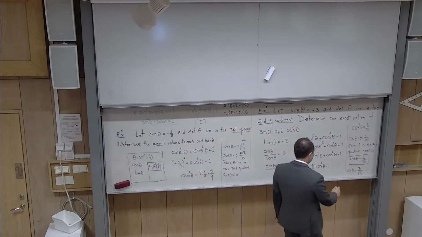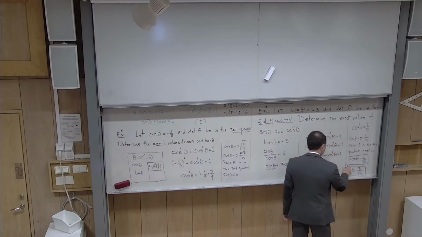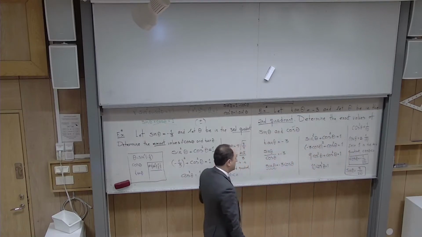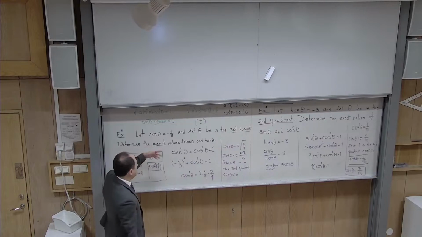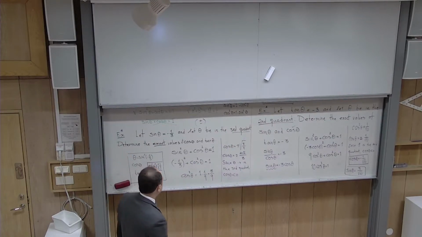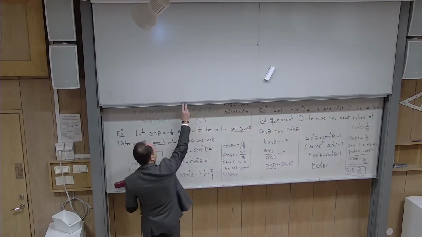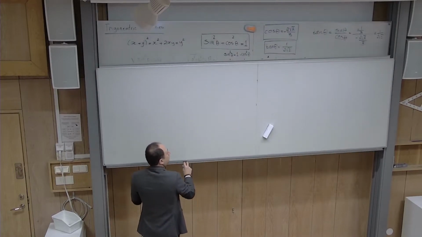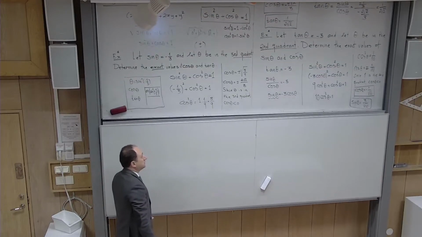This is completely correct. So this example, I really want you to have these two examples. So remember that if one of these values is given, you should be able to find the other two. Okay? So now we go to the important part of today's lesson.